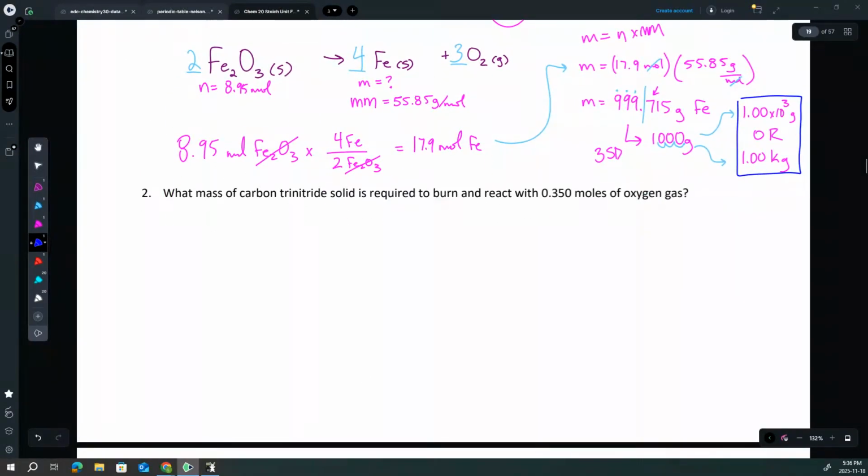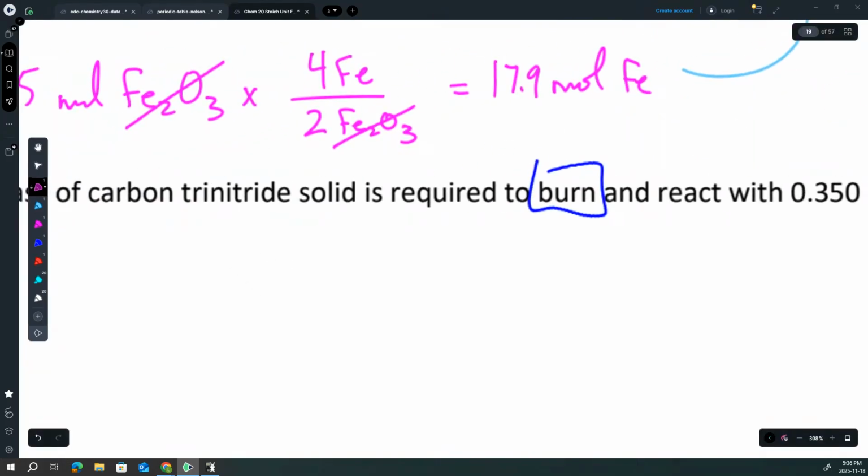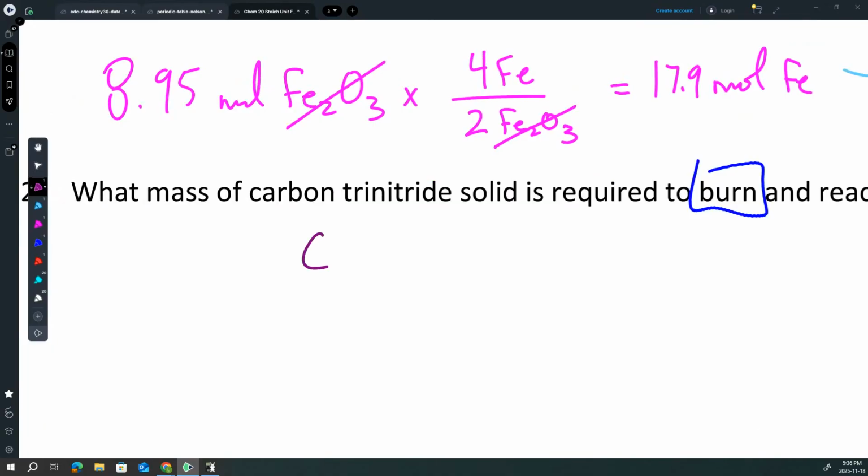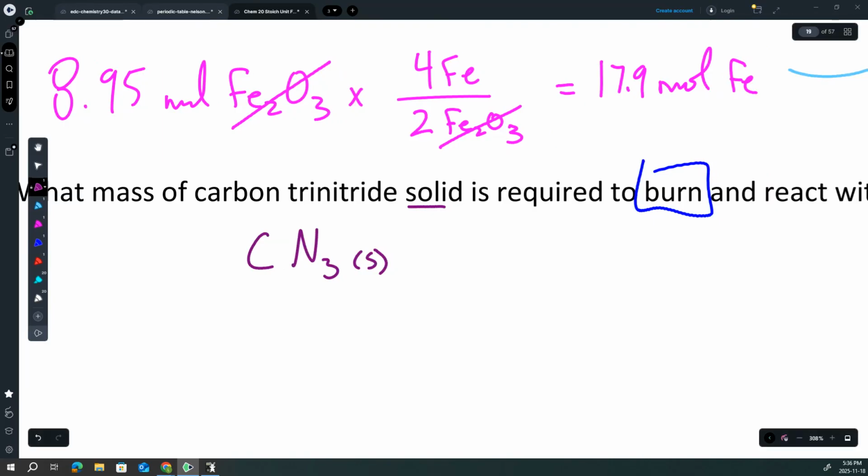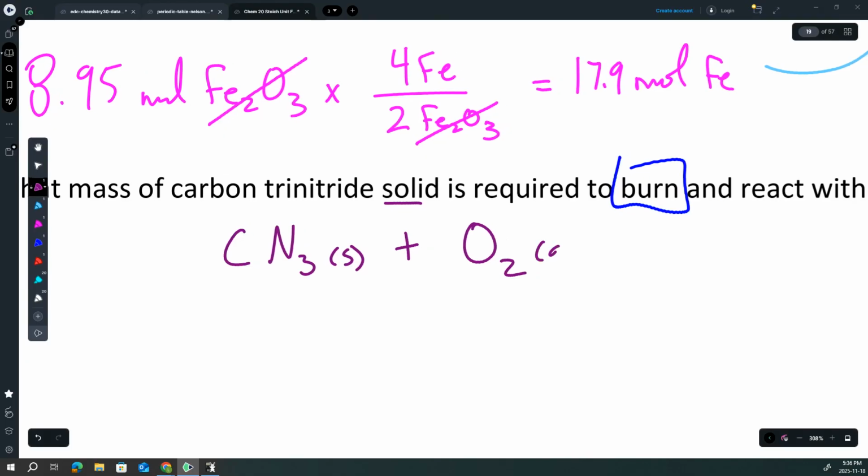All right, next example. What mass of carbon trinitride solid is required to burn and react with 0.35 moles of oxygen gas? So burn, that's the key word that tells us that this is a combustion reaction. So carbon trinitride, and it's a solid, so I'm writing it as a solid. Since it's a combustion reaction, it's burning in the presence of oxygen, which is a gas, and it's O2 because oxygen is a diatomic element.